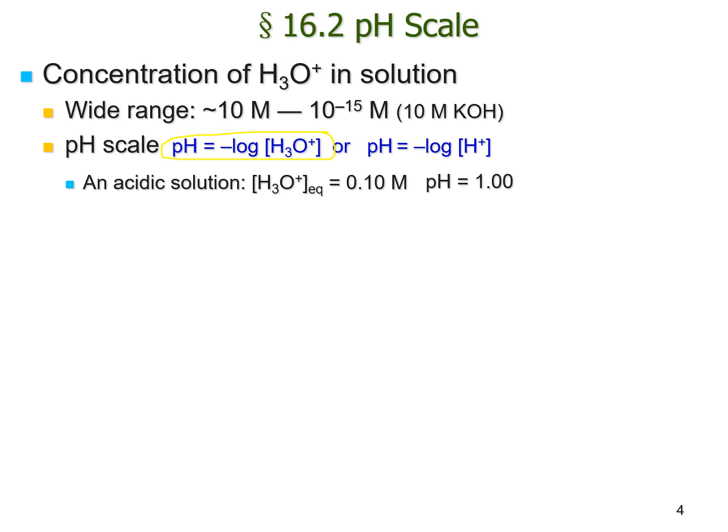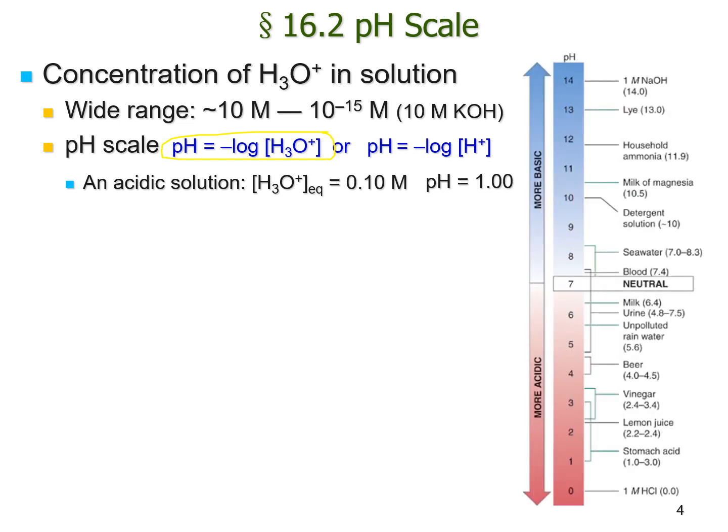If we take the negative log of 0.10 into our calculator, it tells us it's 1.00. So this is the pH value of this acidic solution. From this, we suddenly realize it has become a lot easier for us to describe the concentration of hydronium in a very compact value, a compact value like from 1 to 14.